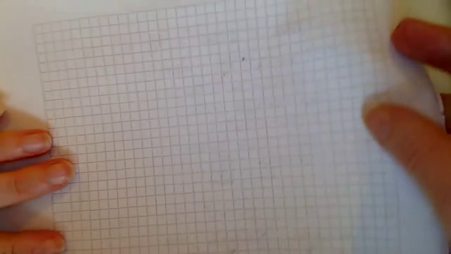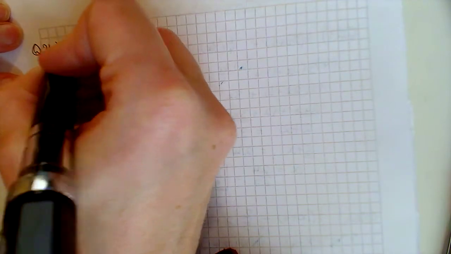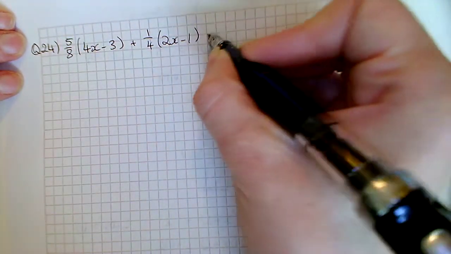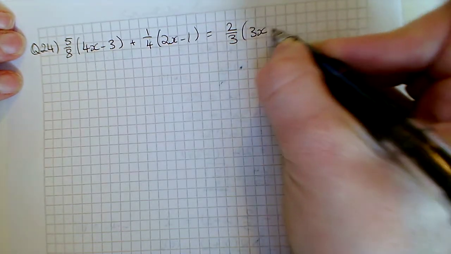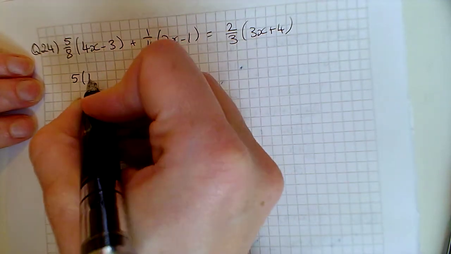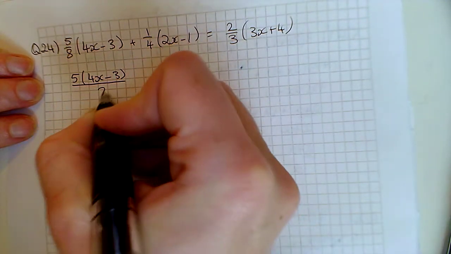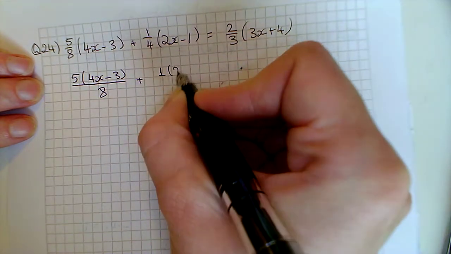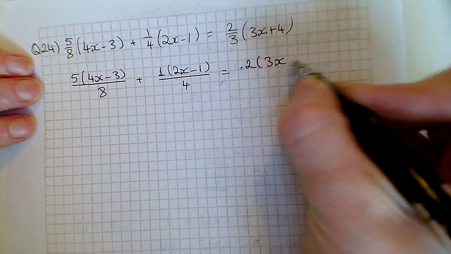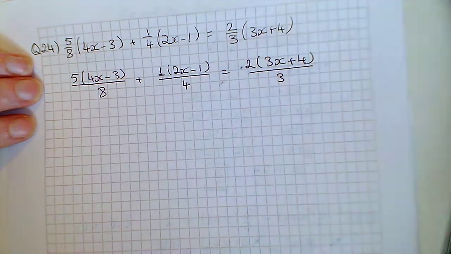Okay, let's look at the next question then. Question 24. 5 over 8 bracket 4x minus 3, plus a quarter bracket 2x minus 1, equal to 2 thirds bracket 3x plus 4. And I'm going to write them all as single fractions first. 5 bracket 4x minus 3, all over 8, plus 1 bracket 2x minus 1, all over 4, equals 2 bracket 3x plus 4, all over 3.